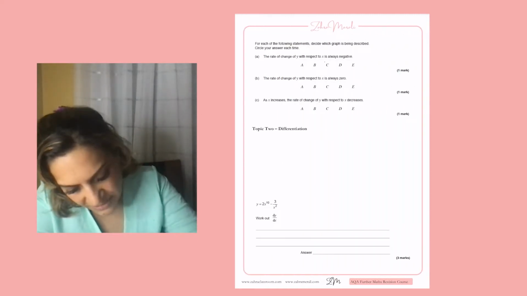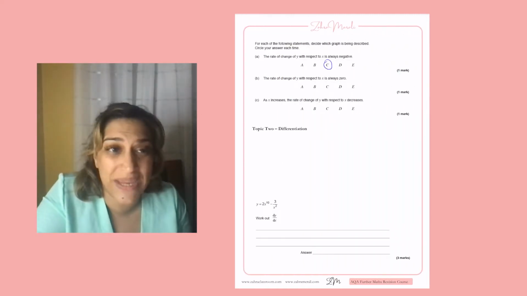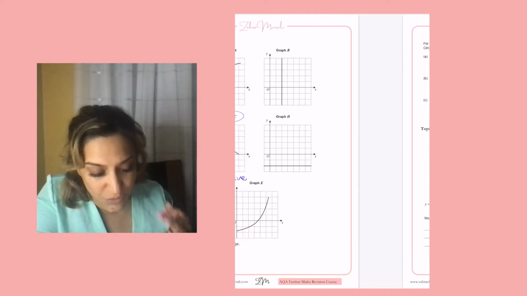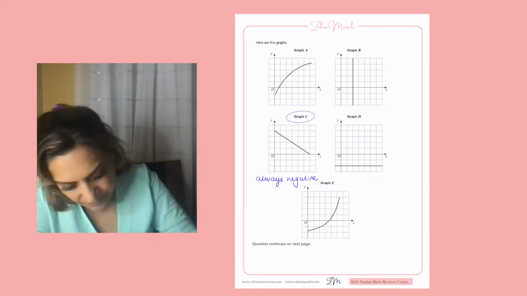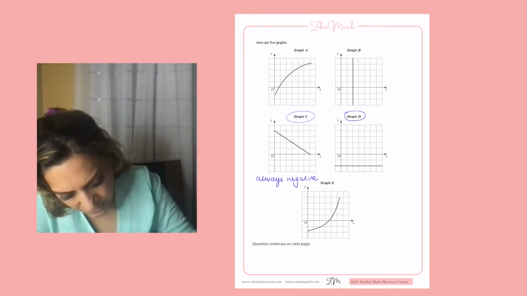Okay, the next bit says the rate of change is always 0. So exactly like we just drew the other one, we're essentially looking for a horizontal straight line. So we've got this one here. So this is always 0.